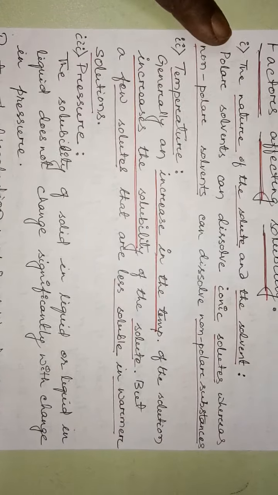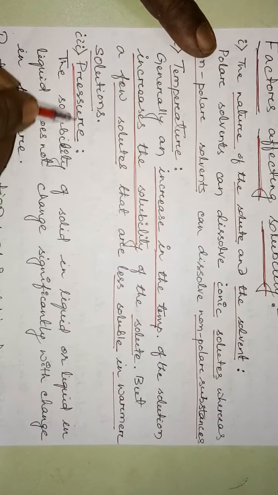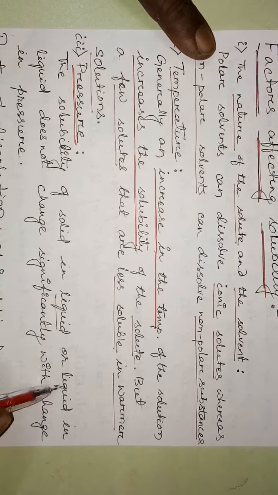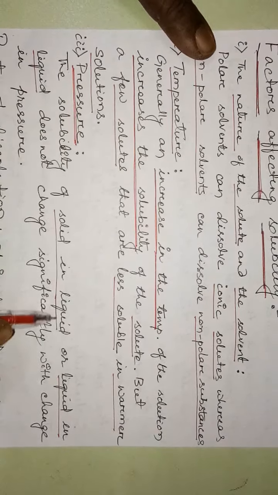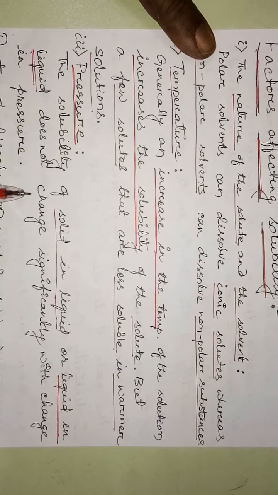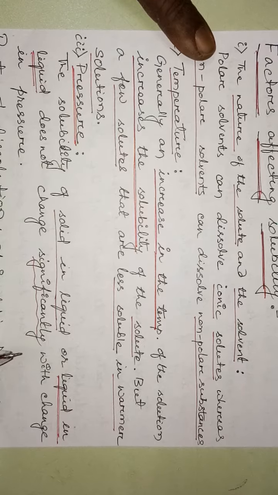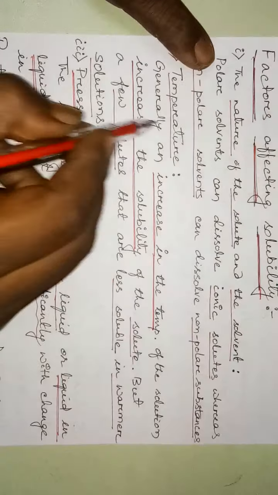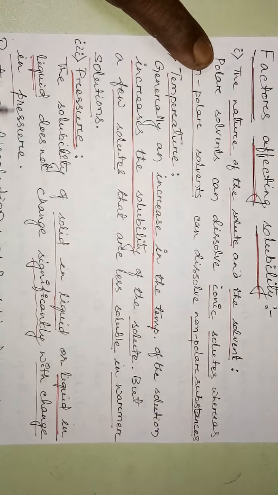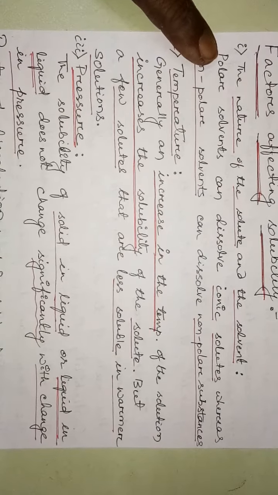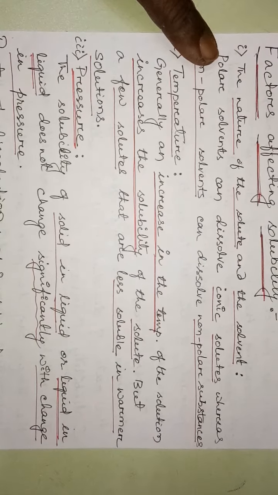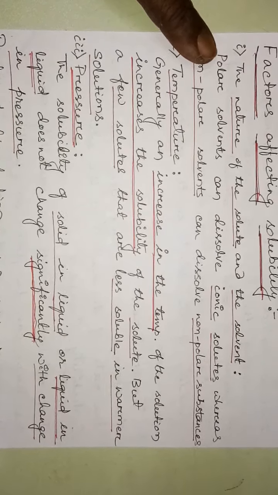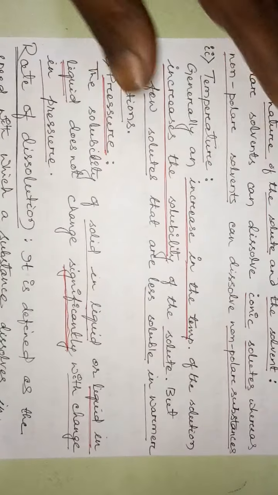Next is pressure. This is another factor we are considering for solubility. The solubility of a solid in a liquid or a liquid in a liquid does not change significantly. We cannot significantly find a change in the solubility, as compared to temperature, with a change in pressure. Understood? Suppose the pressure is increased or decreased, we never find a significant change in the solubility of the solute. Okay.